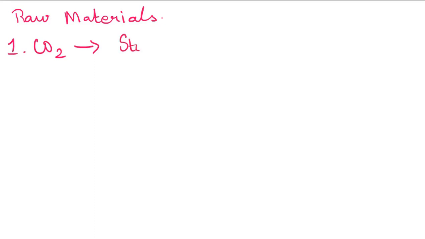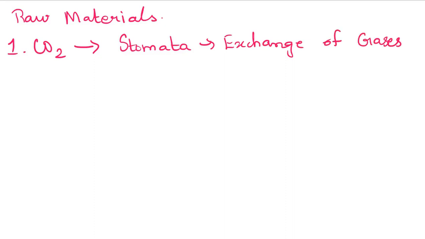Now, let us see the raw materials that are necessary for performing photosynthesis. The first is carbon dioxide. The carbon dioxide is taken in by the plants through the opening called stomata. As we have discussed, the main function of the stomata is exchange of gases, and thus carbon dioxide, being a gas, is taken in by the plant through stomata.